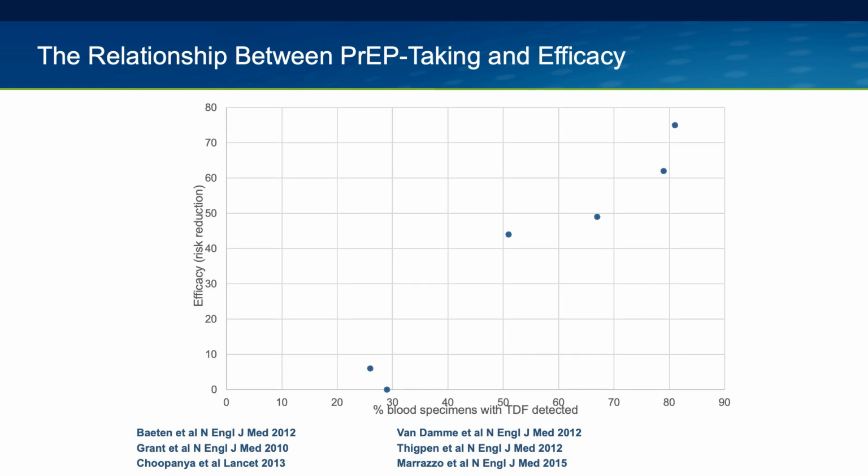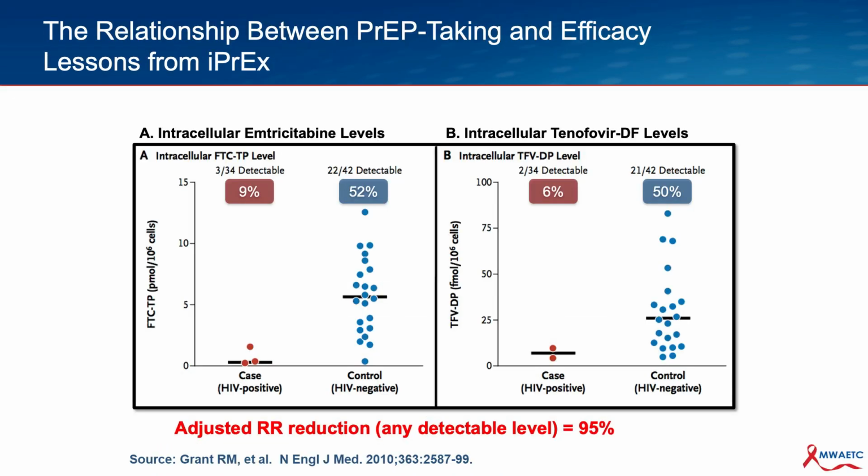So if you are a graphic type person, there's a really nice linear relationship. On the x-axis is the proportion of blood specimens that had tenofovir detected, and the y-axis is the efficacy in that modified intent-to-treat. So if people weren't taking the medicine, how protective PrEP was, was very low. If people were more likely to be taking their medicine, PrEP showed a higher efficacy. This isn't surprising at all based on what we know over the last 20 years. PrEP doesn't work if you don't take it. You have to take PrEP pretty well in order to have protective effects.